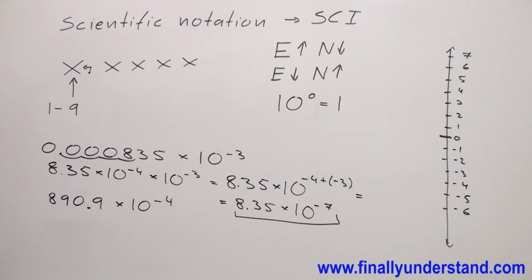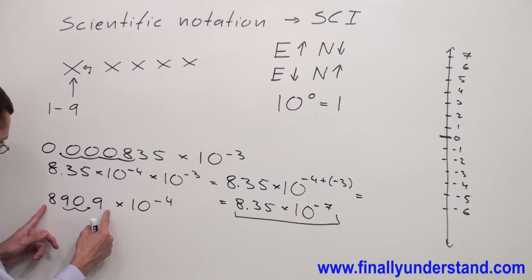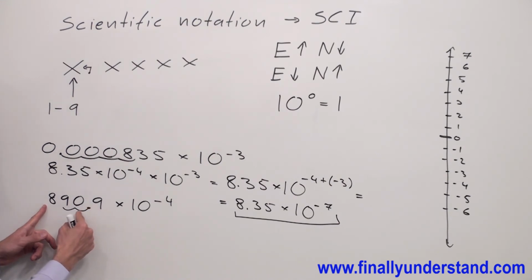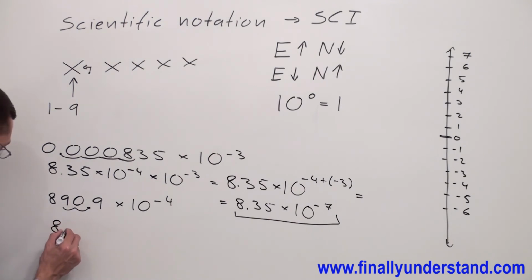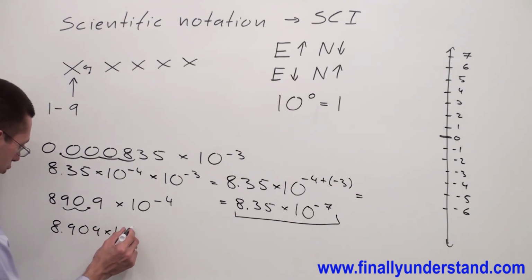Okay, let's take a look at the second example. The definition says I'm supposed to have a number on the left side of the decimal point between 1 and 9. I have 890, so I have to move my decimal point twice to the left. Again, I'm going to concentrate right now on this number only. My number got smaller, so the exponent has to get bigger. That's why I'm going to have 8.909 times 10 to the second power.